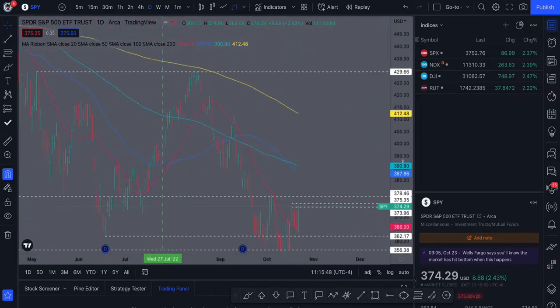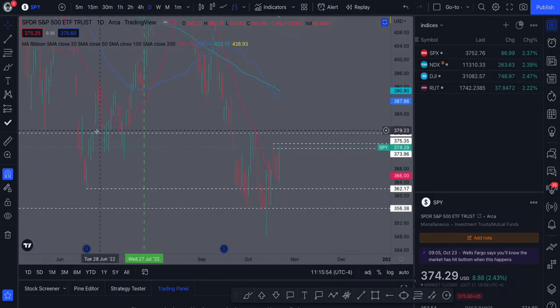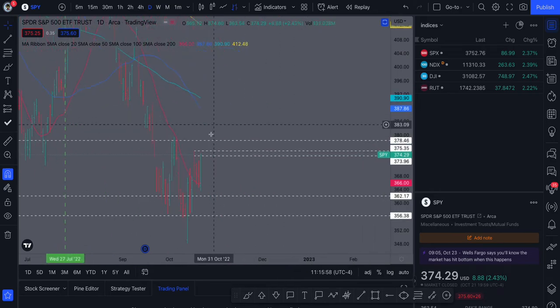So for instance, this once was a stop loss back here. This was a stop loss back here, but then now it's become a take profit. That's a take profit level.